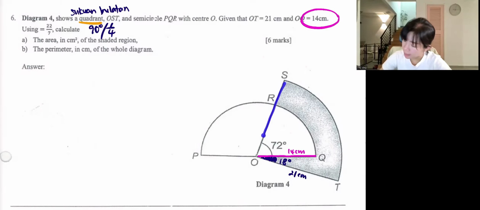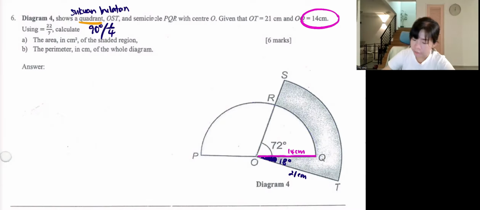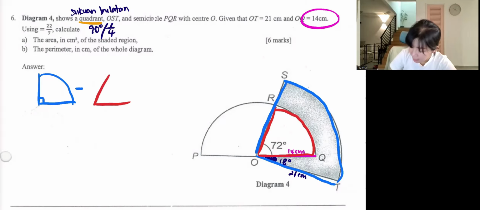So in this diagram, other than a quadrant, inside you see a semicircle also, right? So for this semicircle, center O, the radius, the jari, will be 14. Okay, question A, find shaded region. So to find shaded region, what shape do you want to find? We need to find this whole quadrant, and then minus, we don't want what? I don't want this white color part. So this thing, we don't want. So minus this sector. This sector is 72 degrees.